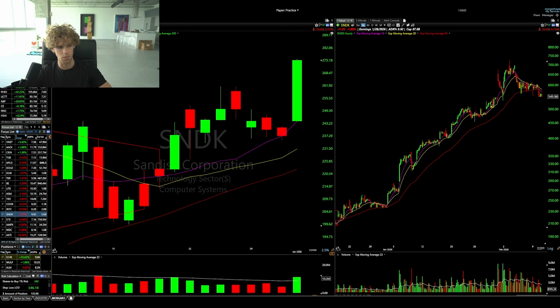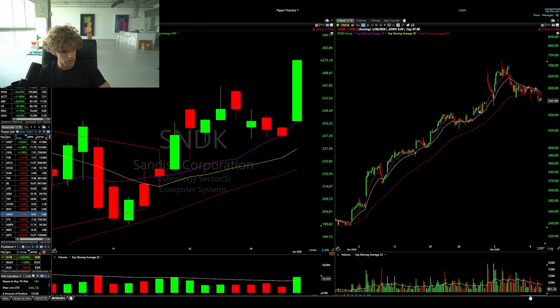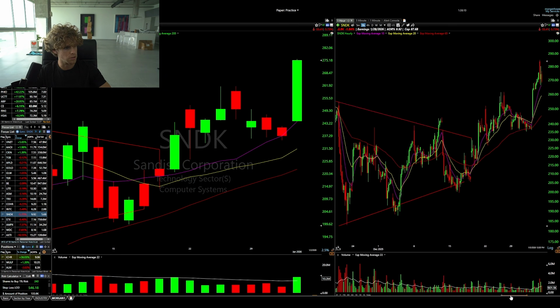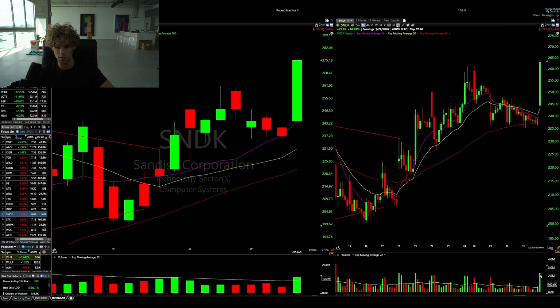So this day you could have used the 1 minute opening range highs. Super big volume right off the rip. Let's drag this over so you can see that. Look at that first hour, super high volume here. If we looked at the 1 minute, it would look very similar, very high volume off the opening range there.